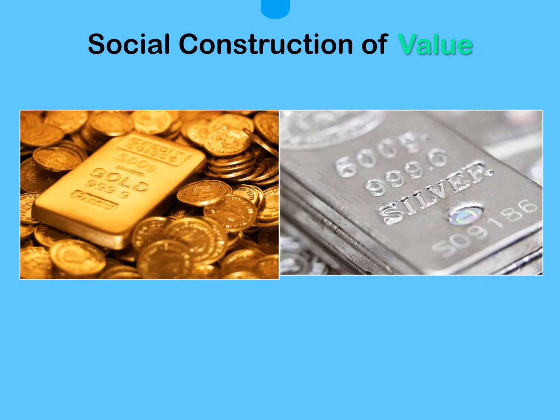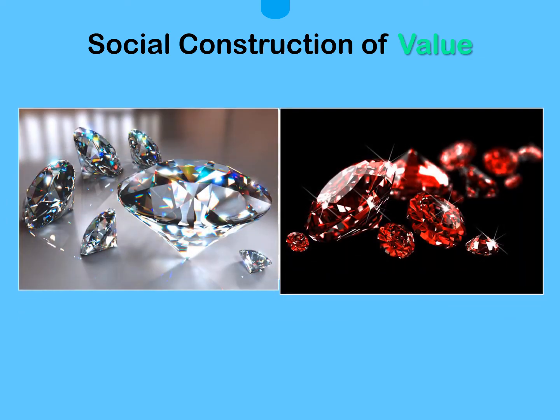Gold and silver, these things are not inherently valuable. We pretend that they're valuable. We give them value. Sometimes gold is more valuable than silver. Other times silver has been more valuable than gold. These things change over time. Some of it depends on availability. If there's more gold, maybe it's not as valuable. Diamonds, rubies, it's all socially constructed.